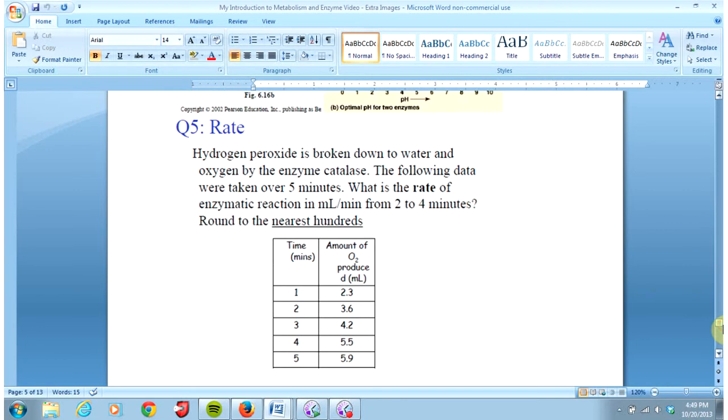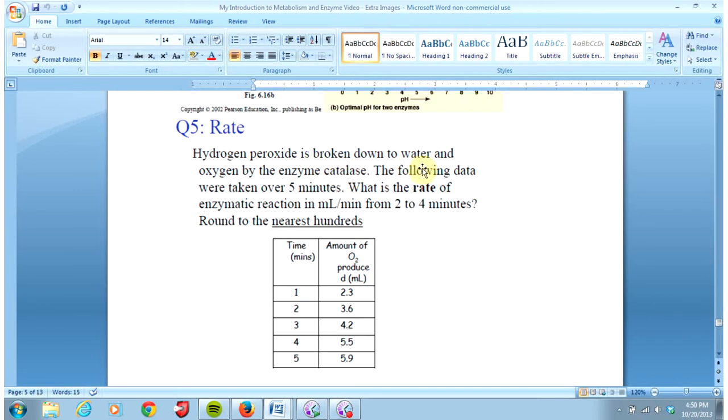All right, this is just a math problem that shows us how to calculate the rate of reaction. You have an equation for rate on your formula sheet for the AP Bio test, so I just want to do one example of a rate problem. They tell you hydrogen peroxide is the substrate that's acted on by the enzyme catalase, and this is the enzyme that we're going to be using in our enzyme lab.